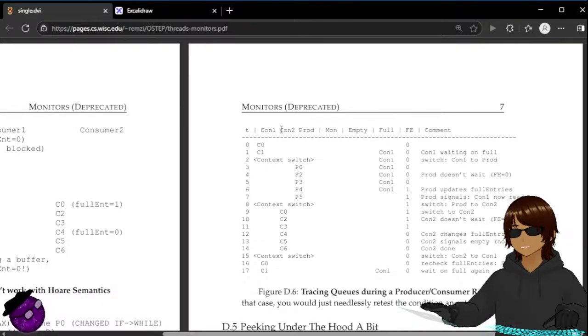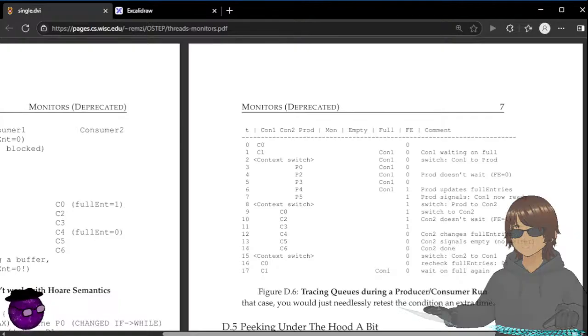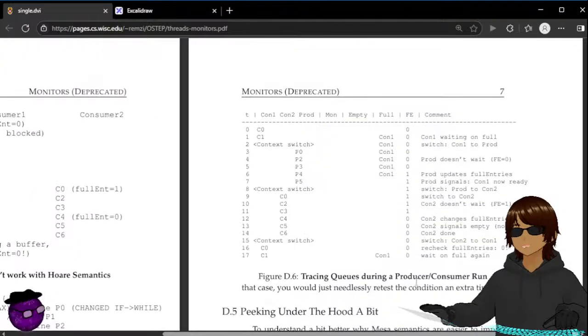They're referring to this, right? Consumer 1, consumer 2, producer. So this is consumer 1, this is consumer 2, and this is the producer. Monitor, empty, full. And this is a comment. I don't know what this is. Oh, full entry. So 0, this is 1.